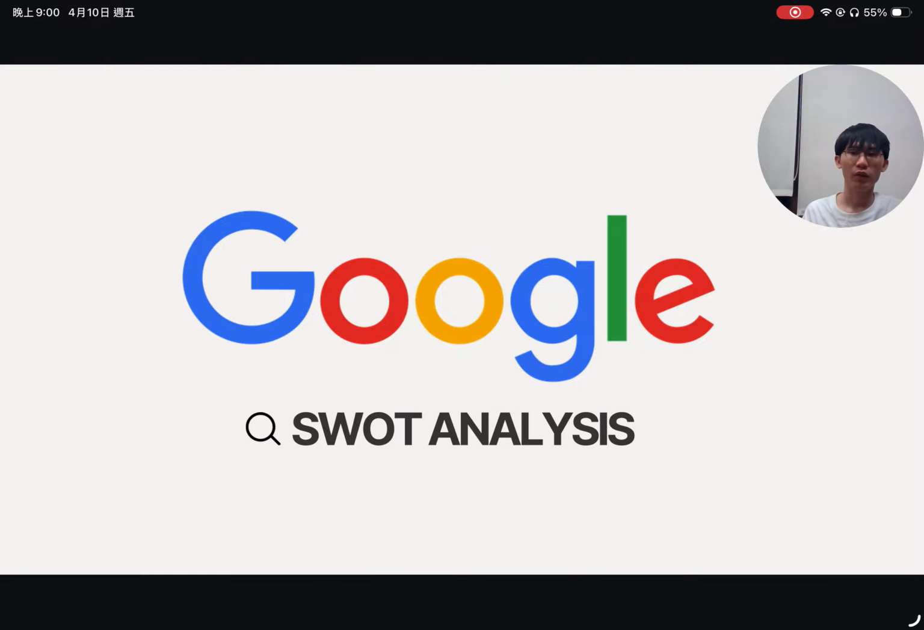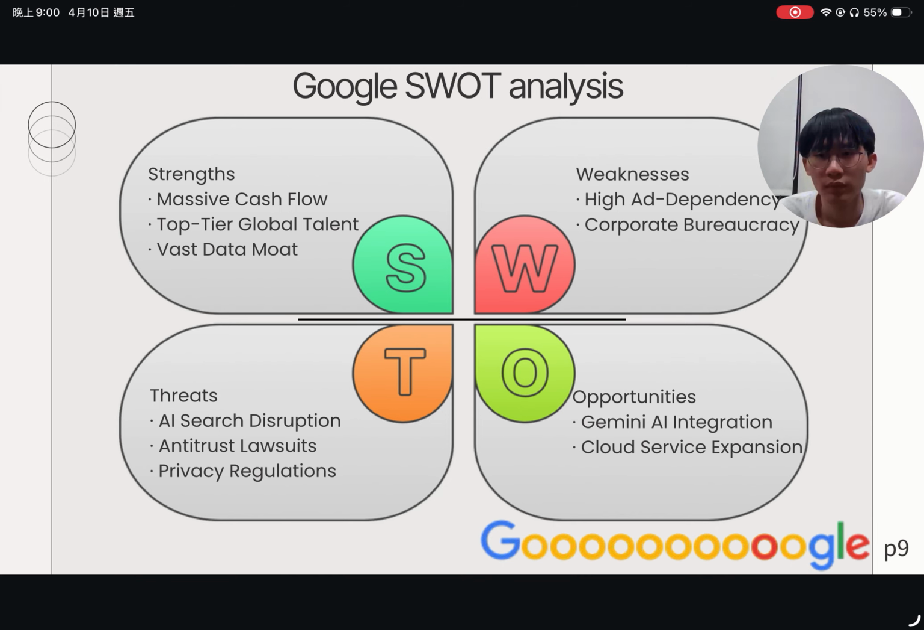After analyzing the secret behind Google's success, let's move on to our SWOT analysis. Starting with its strengths, Google has a vast data moat by connecting its services. It gathers exactly what users want so it can deliver highly targeted ads. Along with this, they have massive cash flow and top-tier global talent, ensuring that they always have the resources to stay ahead.